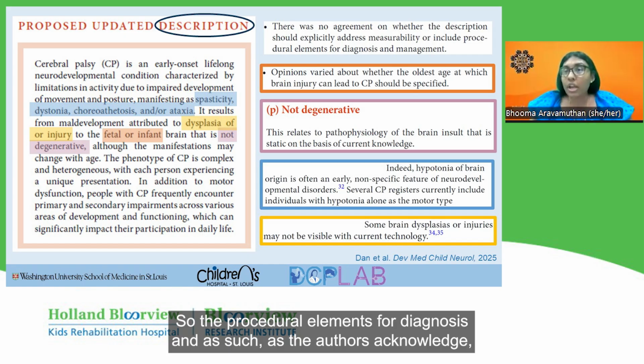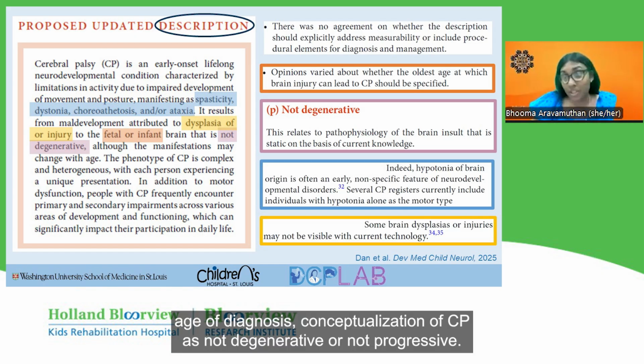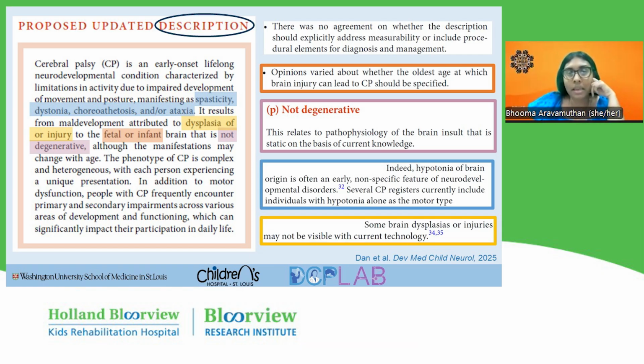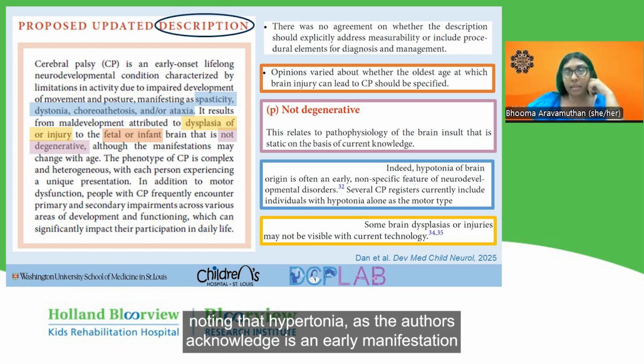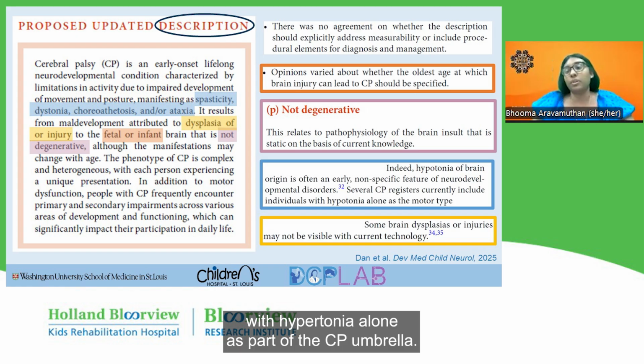And as such, as the authors acknowledge, many of the uncertainties from the 2006 definition remain, including age of diagnosis, conceptualization of CP as not degenerative or not progressive. That same sort of tension remains in the description. Whether hypotonia is included as a part of the phenotype, noting that hypotonia, as the authors acknowledge, is an early manifestation of CP, and several CP registers internationally still include individuals with hypotonia alone as part of the CP umbrella.